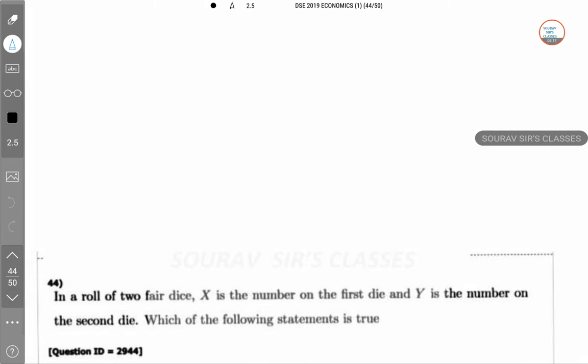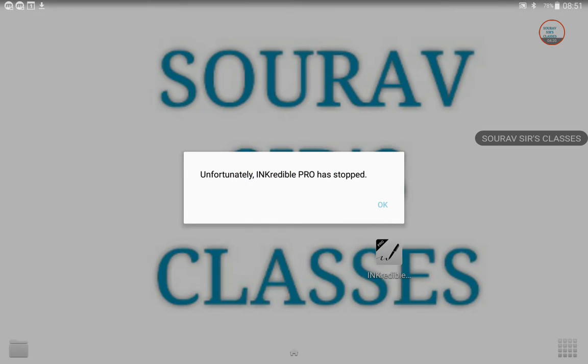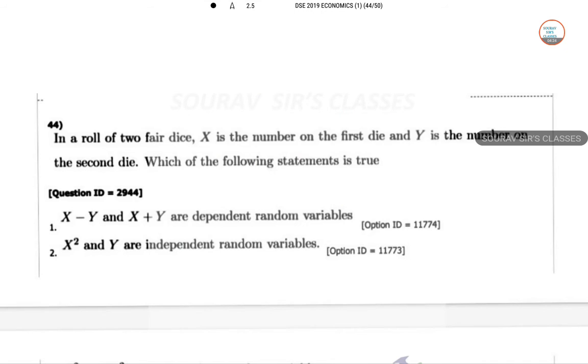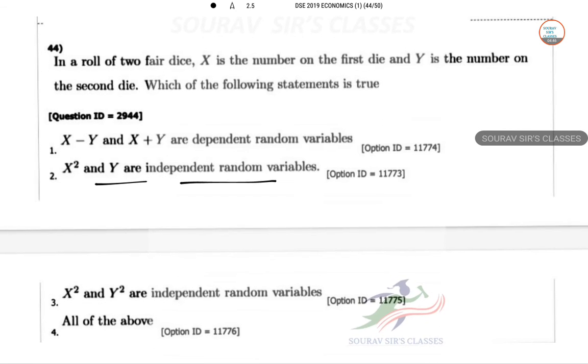Next, so a roll of two fair dice. X is the number on the first die, y is the number on the second die. So which of the following statements is true? X plus y and x minus y are dependent random variables, and x square and y are independent random variables. And the third one is x square and y square are independent random variables, or all of the above.